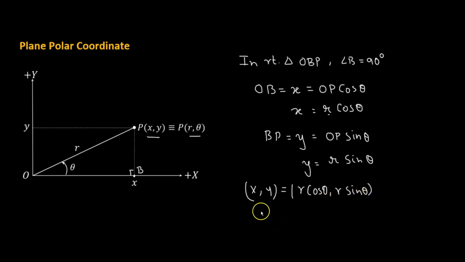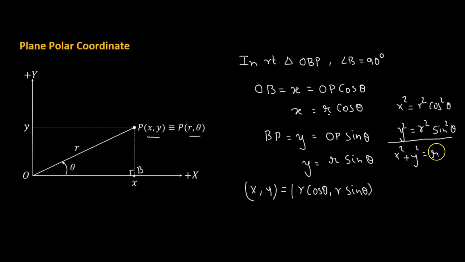We can also go the other way around. If we take x and square it, we get x squared equals r squared cosine squared theta. And we have y equals r sine theta, so let's square both sides. That will give us r squared sine squared theta. Now if we add both of them, then we get x squared plus y squared equals r squared times, so we have an identity, cosine squared theta plus sine squared theta, which is equal to 1. So we get x squared plus y squared equals r squared.